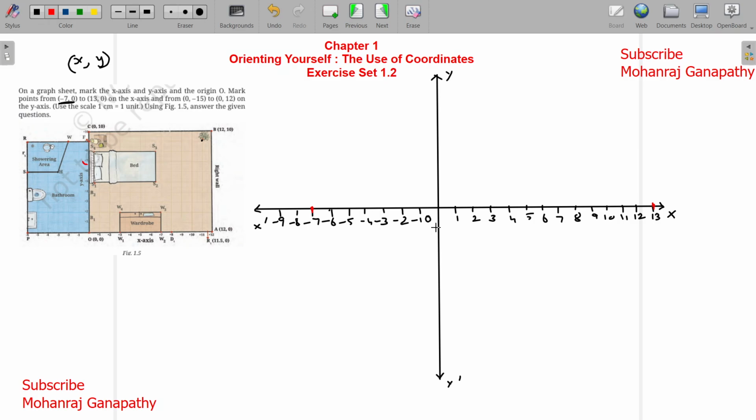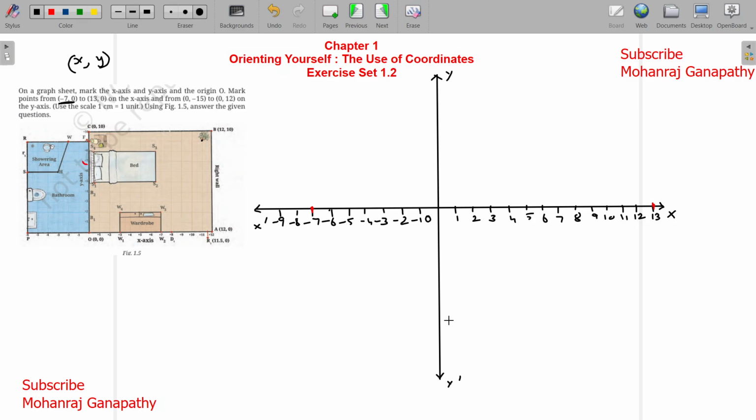Similar to a number line, the left side of 0 indicates negative numbers and the right side of 0 indicates positive numbers. That is what we have done on the x-axis. Now we are moving forward to the y-axis. On the y-axis they mentioned 0 comma minus 15 and 0 comma 12.